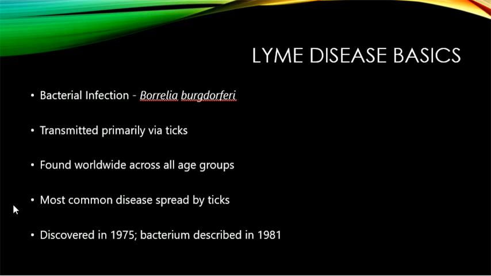Lyme disease was first diagnosed in 1975. It was originally mistaken for other diseases, and the bacterium, the spirochetes, were first described in 1981 by Willy Burgdorfer.